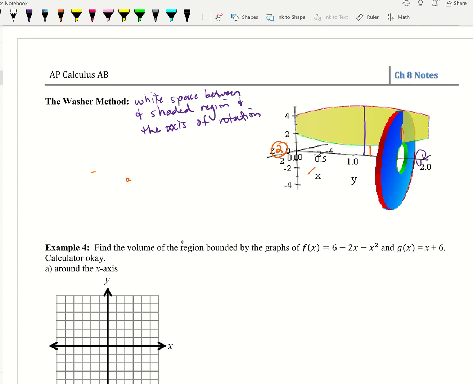I'm going to rewrite this. I'm worried you can't see that. So the washer method is the volume is equal to pi, we're still making cylinders, of the definite integral from a to b of the big radius quantity squared, which is too much volume. And we'll remove the smaller radius, the one that's closer to the axis of revolution or the axis of rotation, quantity squared, dx.